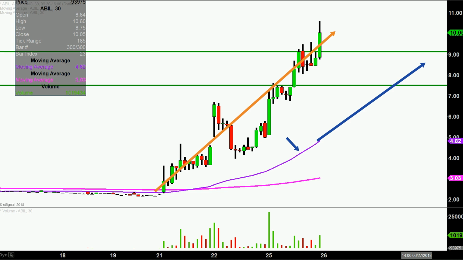Again, staying above 9 would be great, but from the grand scheme of it all, as long as the price is above that purple line, the bulls are in 100% control of the chart.